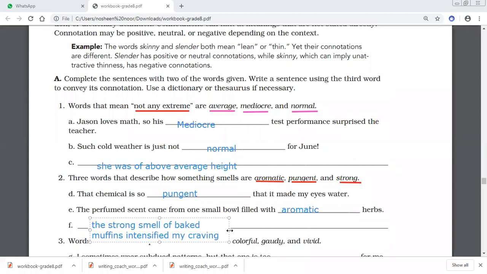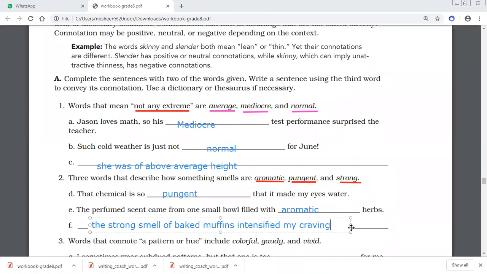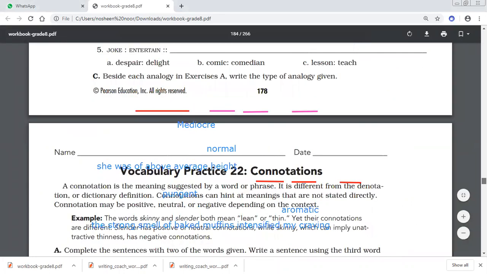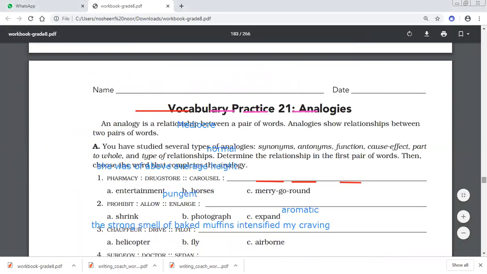So this is the sentence: the strong smell of baked muffins. Now, I'm only talking about how strong the smell is. It is a neutral word to show how the smell was. It is not negative, not positive. The smell was just strong, strong enough to be smelled from a distance. So we have 3 words now. You know how to use them. Okay, let me erase. I hope all the words are clear.